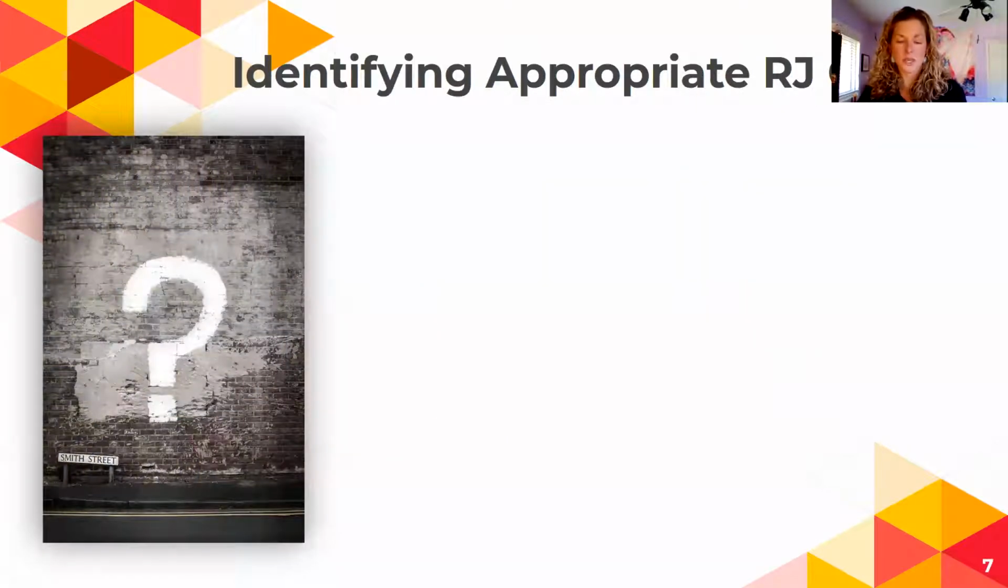One of the most common questions that we got on the registration form was, how do you identify which cases are appropriate for restorative justice? How do we know what cases to send through? And I wish this was just a real easy question, but the truth is that everyone sees this a little bit differently.